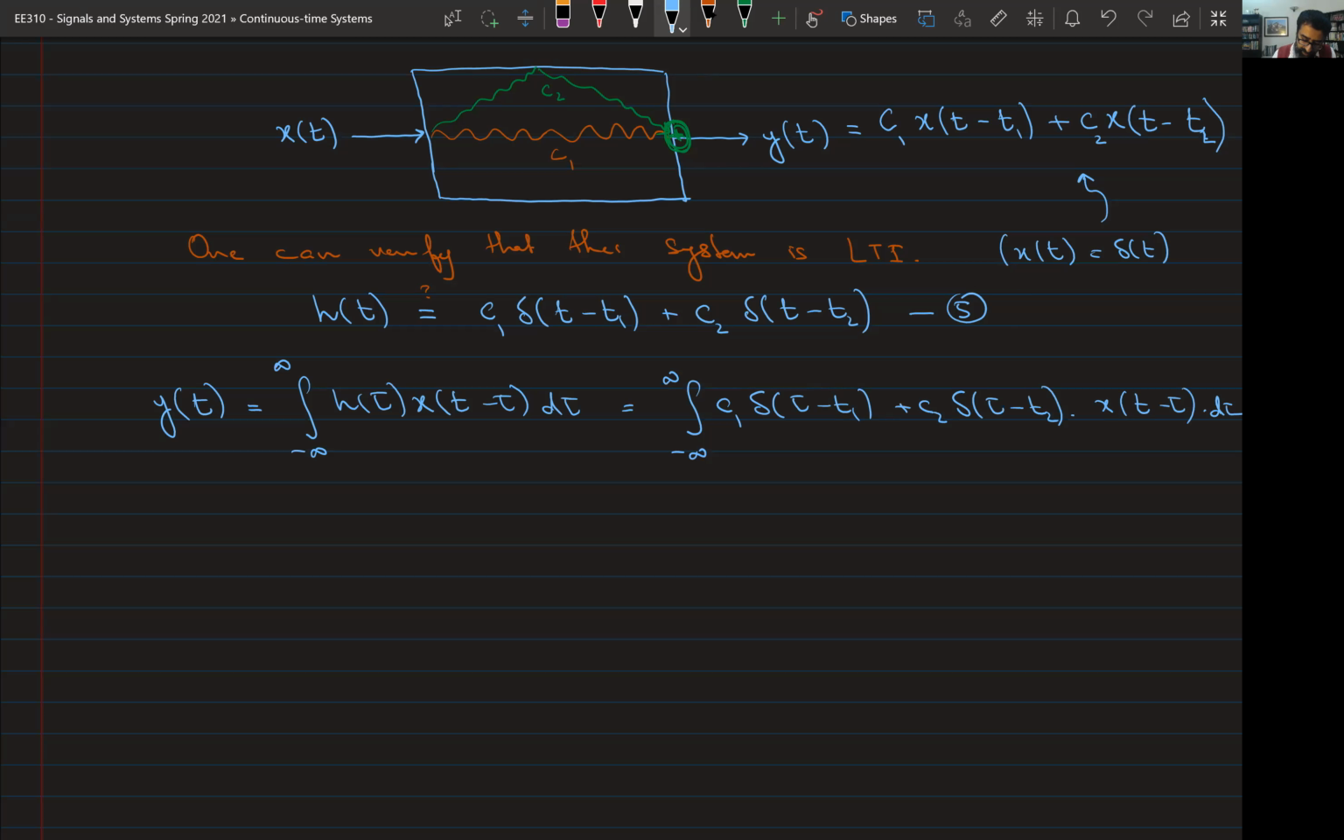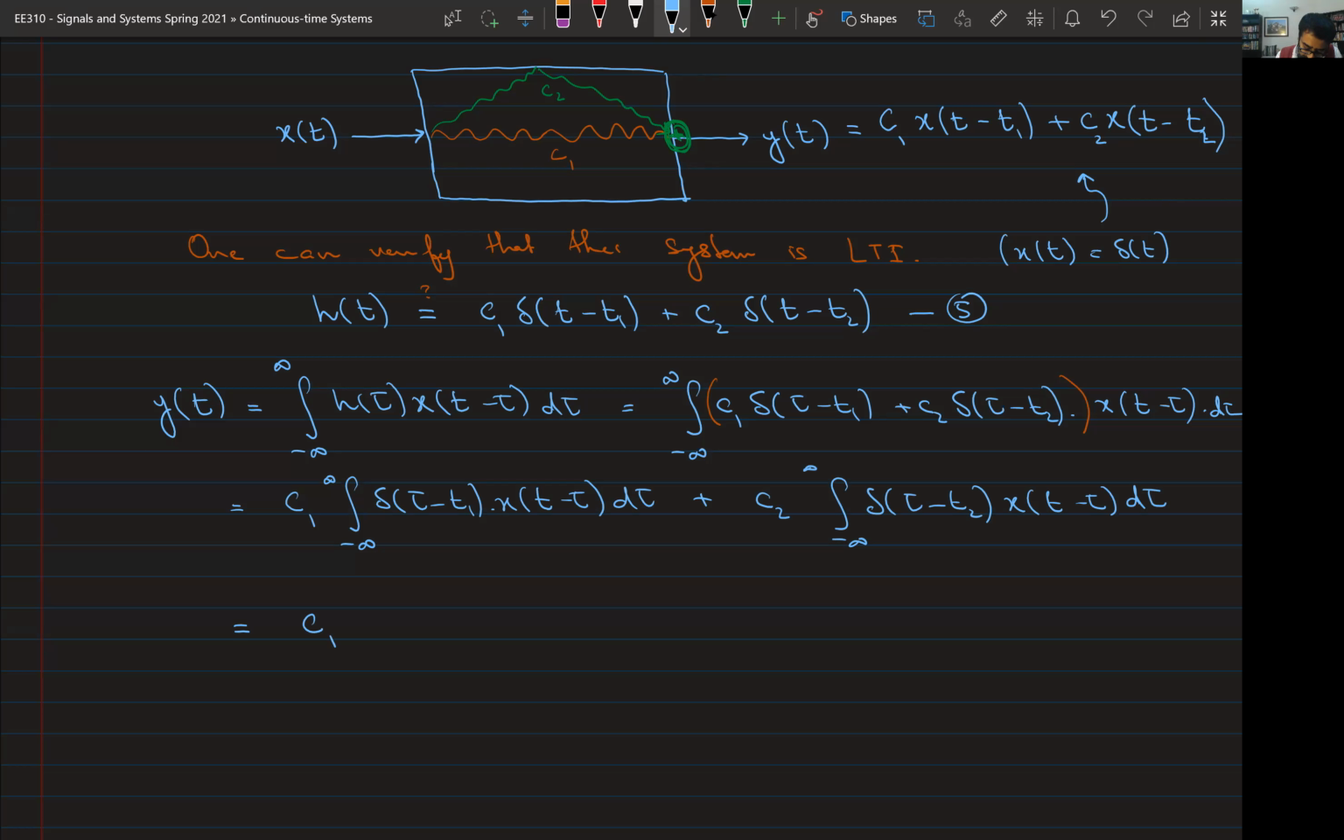And if I expand this, this is c1 times the integral from minus infinity to plus infinity of delta(tau minus t1) x(t minus tau) d tau, plus c2 times the integral from minus infinity to plus infinity of delta(tau minus t2) x(t minus tau) d tau. And you can verify very easily from the sampling property of the impulse function that we've done that this will indeed turn out to be equal to c1 x(t minus t1) plus c2 x(t minus t2). So everything is consistent.